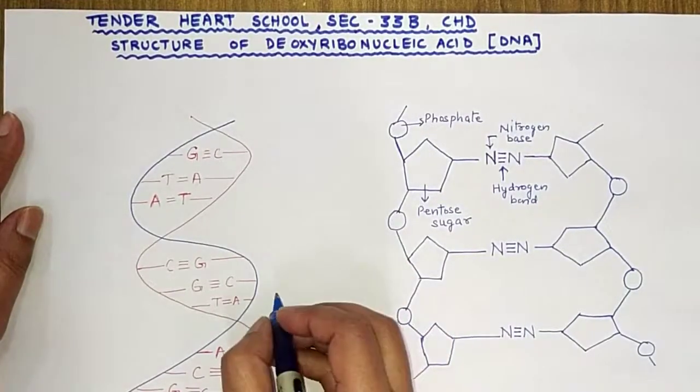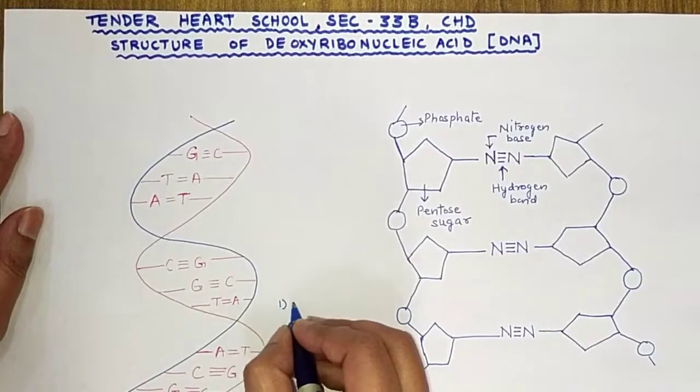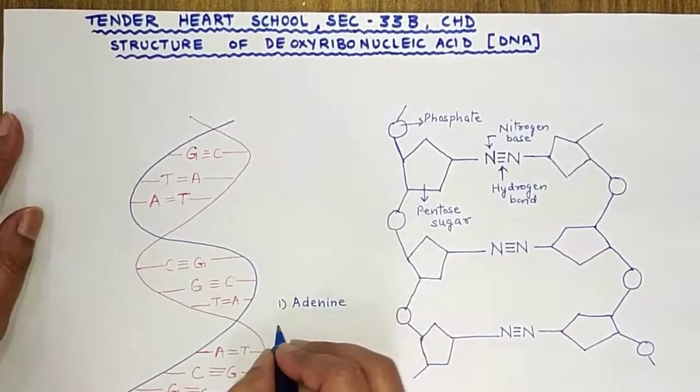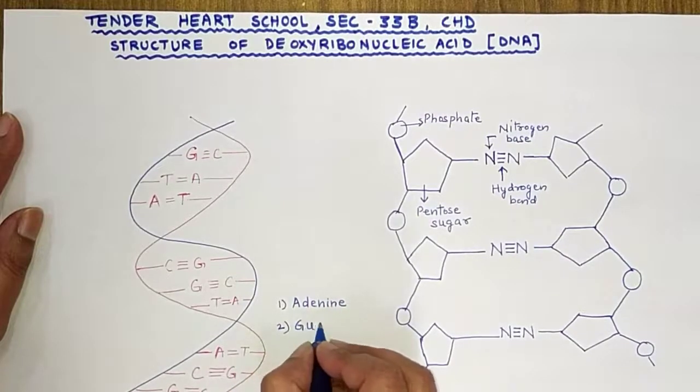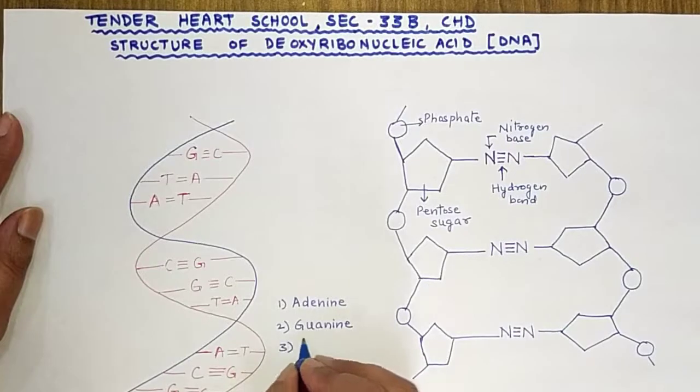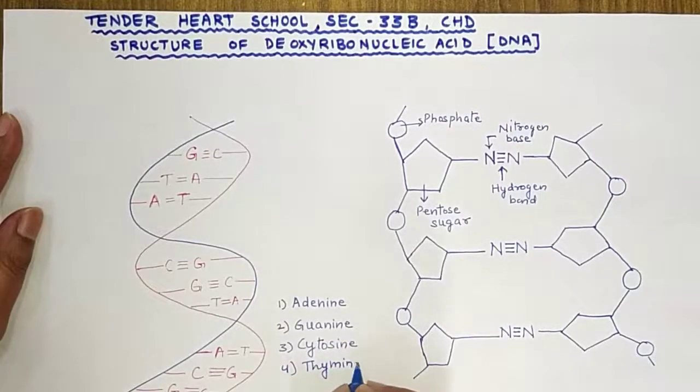So I'll write the names of the 4 nitrogen bases. We have adenine, we have guanine, we have cytosine, and we have thymine.